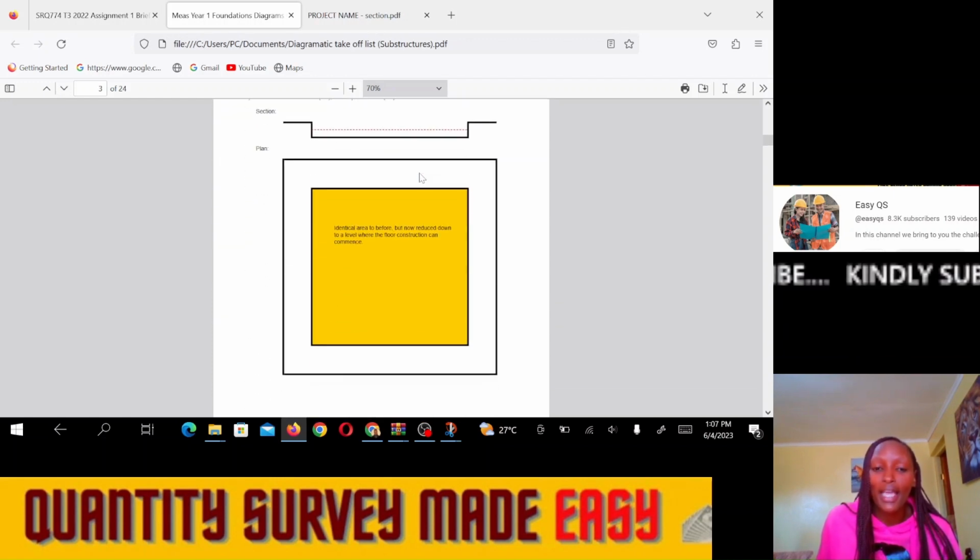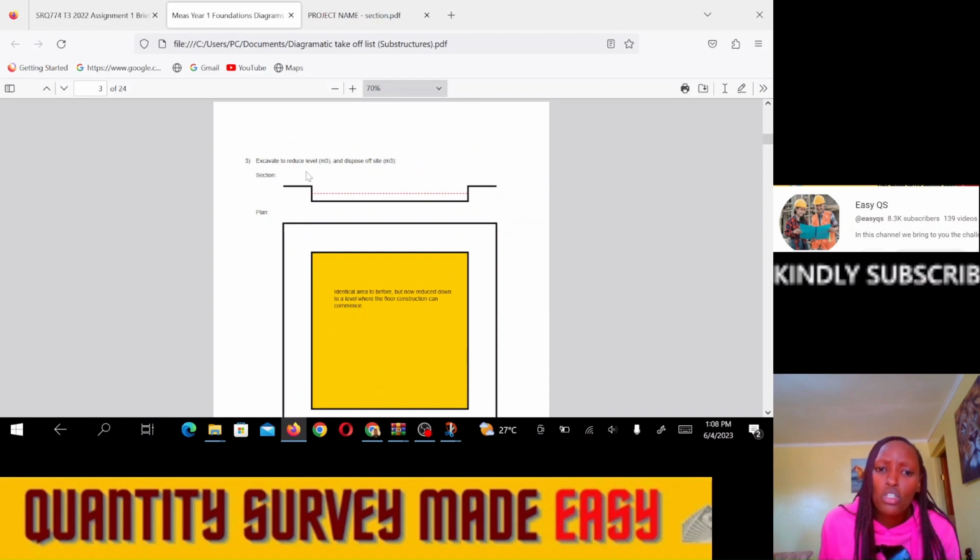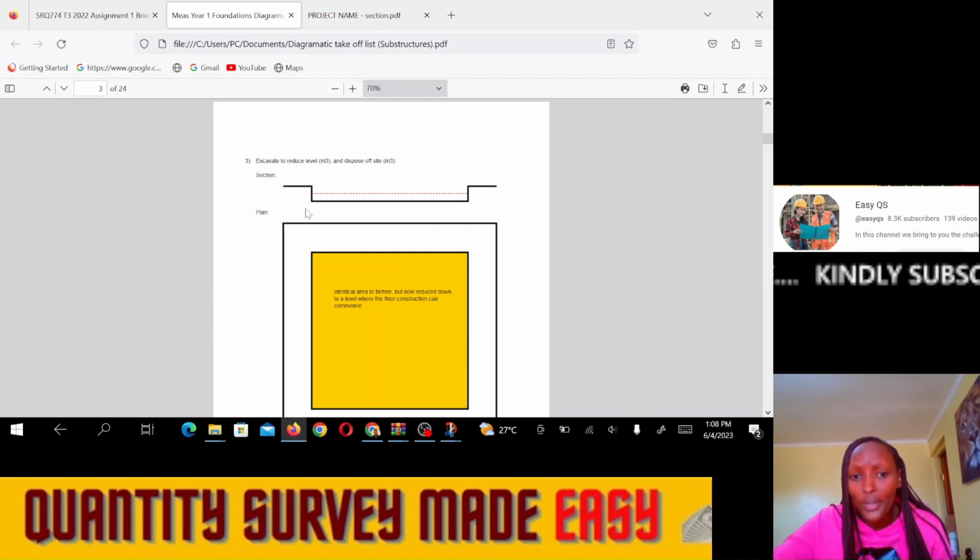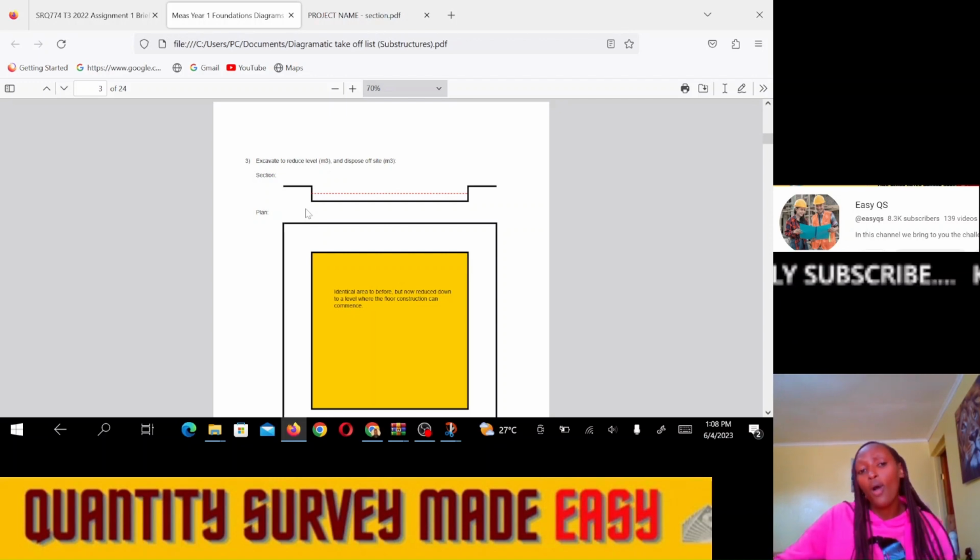So the next item that we need to excavate is to reduce the level. We say that we reduce the level from the ground level, since when we get to site, the site is at the ground level. So when we remove the topsoil, that is the soil that supports vegetation growth. All right. So after we have removed the soil that supports vegetation growth, maybe at a depth of 150, we could still not have met the level where the soil is stable and we can lay the hardcore.